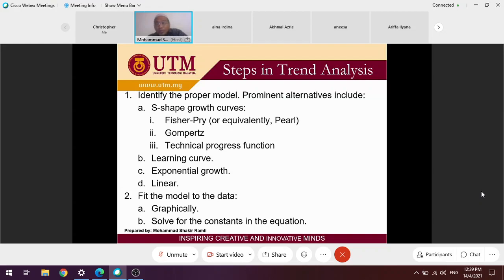And then we have a few modifications. I showed you last Monday, the fraction or adding the constant. That's the multiple regression, more multiple regression. And we can compute a linear line. And for non-linear, we can use Fisher-Price, Gompertz, technical progress function, mathematical model, learning curve, and many others.